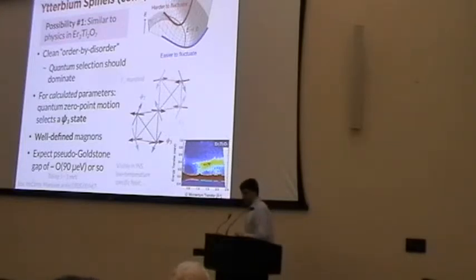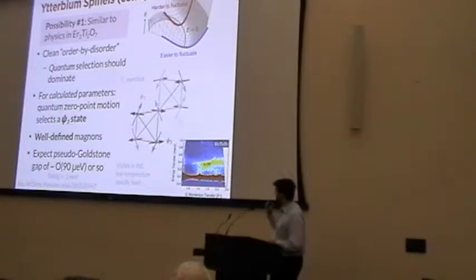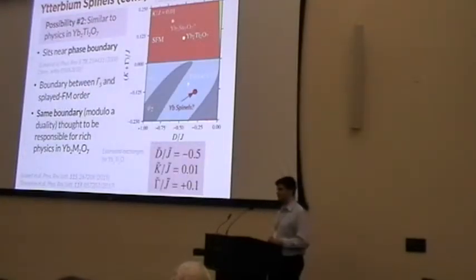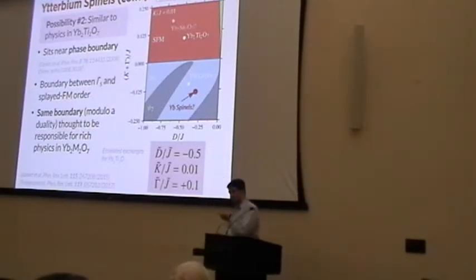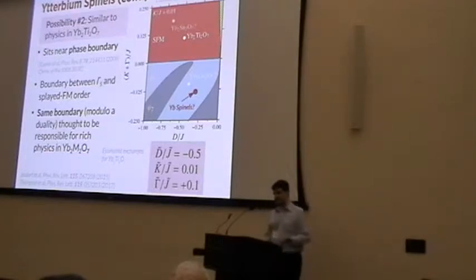So a more interesting possibility is that instead of being similar to erbium titanate, it's actually closer to ytterbium titanate. Unlike erbium, which sits in the middle of this gamma 5 phase, these parameters, this large J, this indirect DM, actually put it near the boundary of the gamma 5 phase and the ferromagnetic phase.